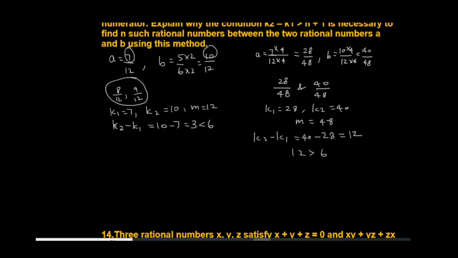Now k2 minus k1 minus 1 is greater than n, so we are getting k2 minus k1 is greater than n plus 1.